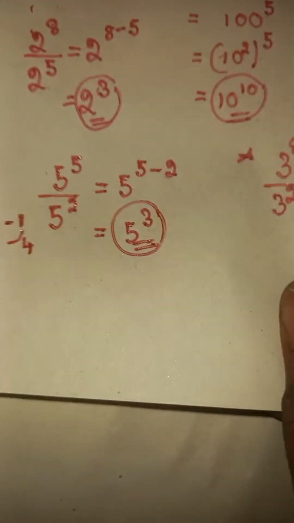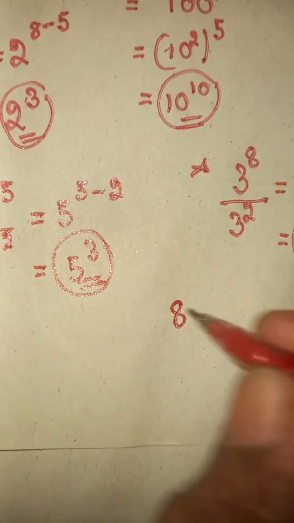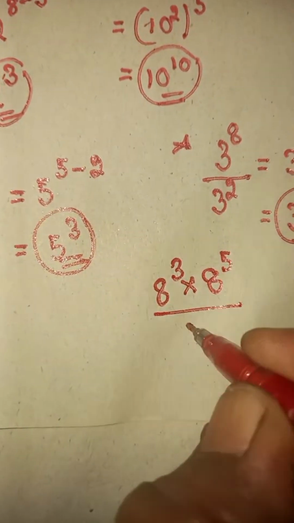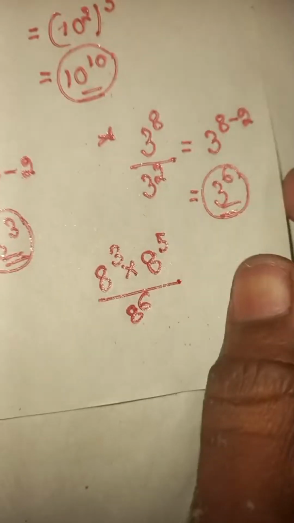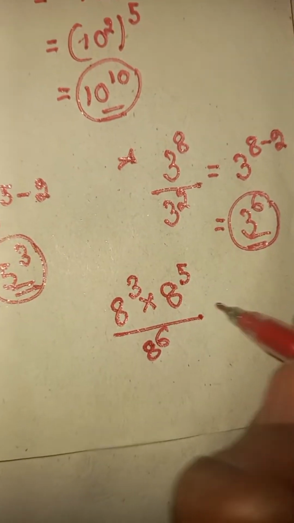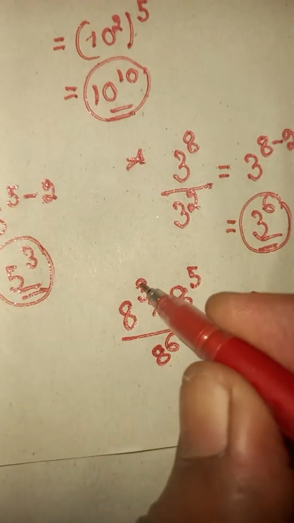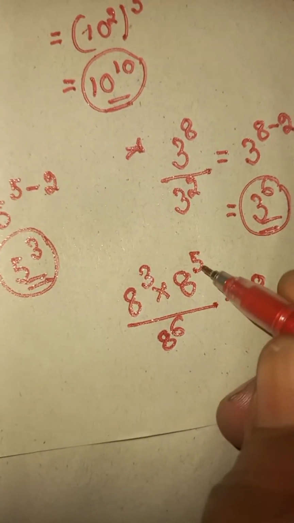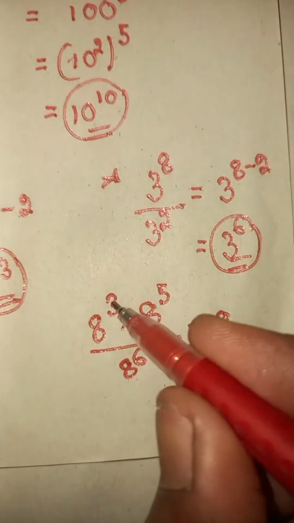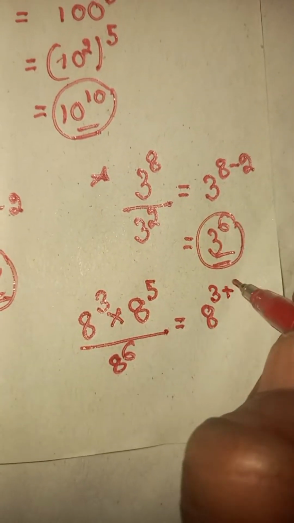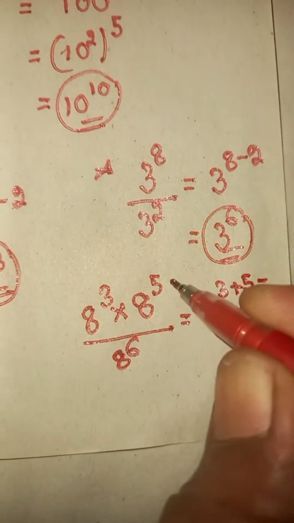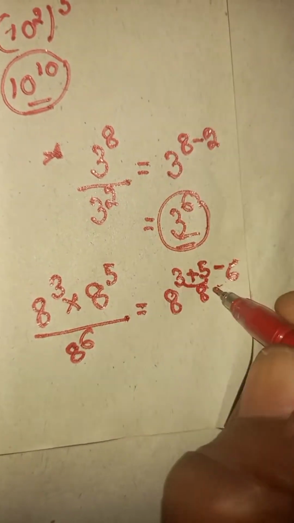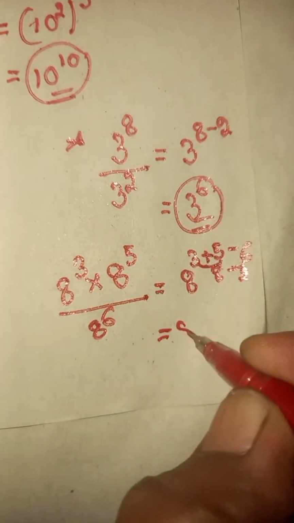Let's take another problem like this. That is 8 power of 3 times 8 power of 5 divided by 8 power of 6. Here all of the bases are 8. So you can take 8 as the common base. Now add up the powers, and when the denominator power comes above, it becomes negative. 3 plus 5 minus 6, since this one comes above and becomes minus 6. 3 plus 5 is 8. 8 minus 6 becomes 2. So it is 8 square.